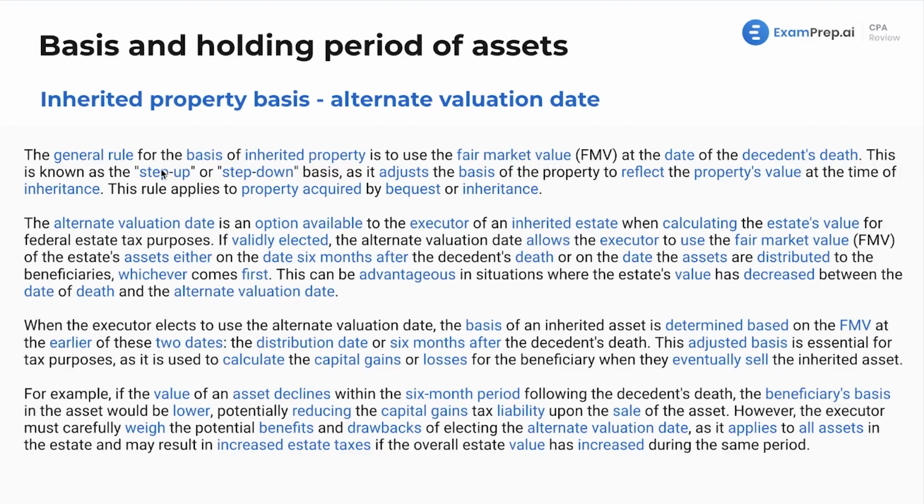Now, this is known as the step up or step down basis, as it adjusts the basis of the property to reflect the property's value at the time of the inheritance. This applies to property acquired by bequest or inheritance, and it's going to be seen in both cases. The alternate valuation date is an option available to the executor of an inherited estate when calculating the estate's value for federal estate tax purposes.